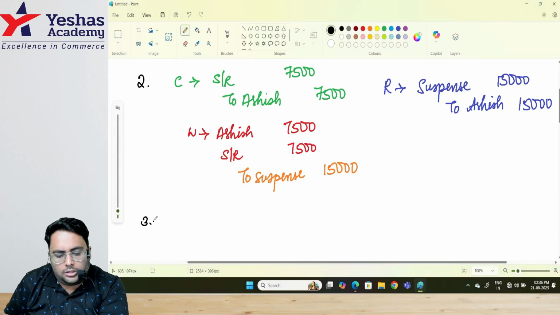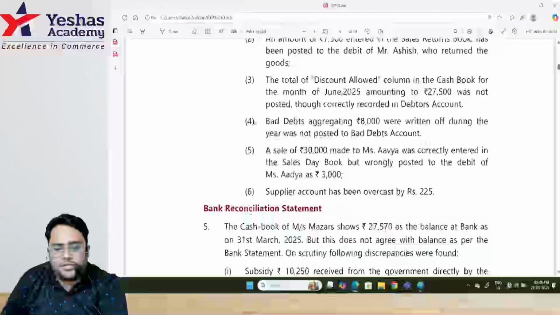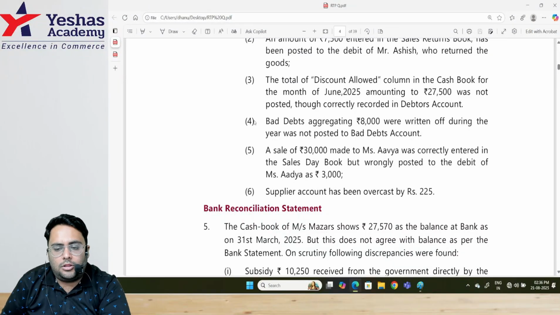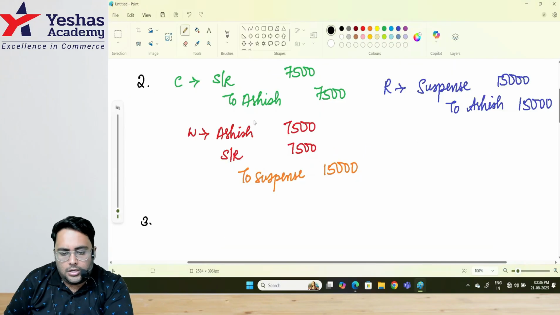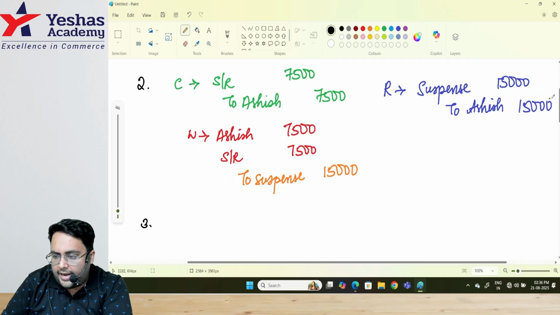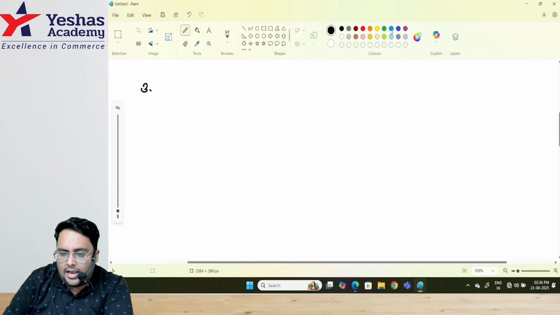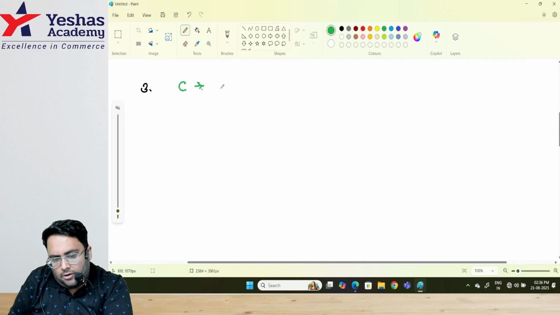Next, come down to the third one. The total of discount allowed column in the cash book for the month of June, 27,500, was not posted, though correctly recorded in debtor account. So tell me, what is the correct entry for discount allowed? Discount allowed account debited to debtor account. How much is the amount? 27,500.